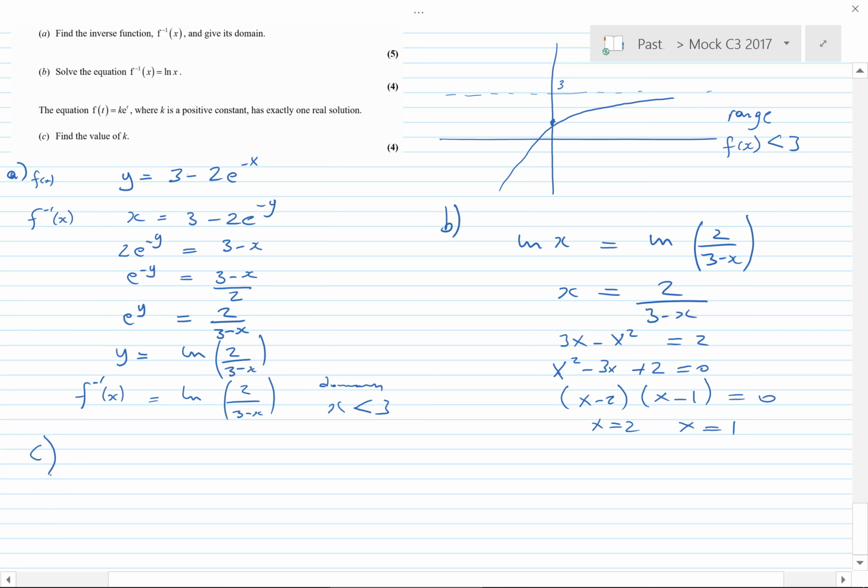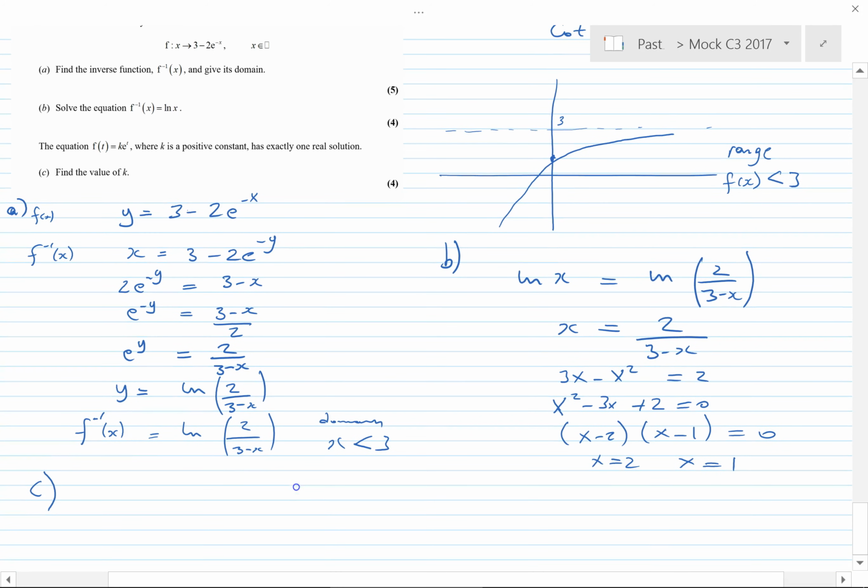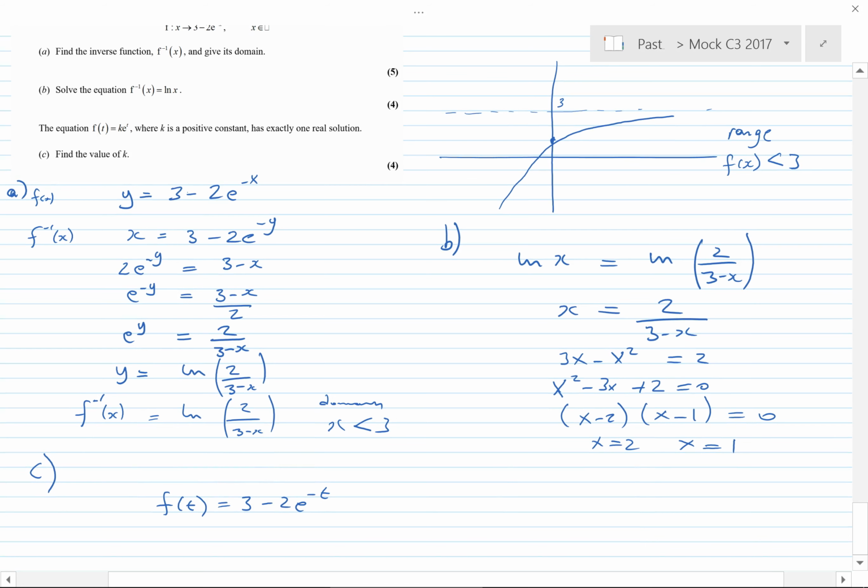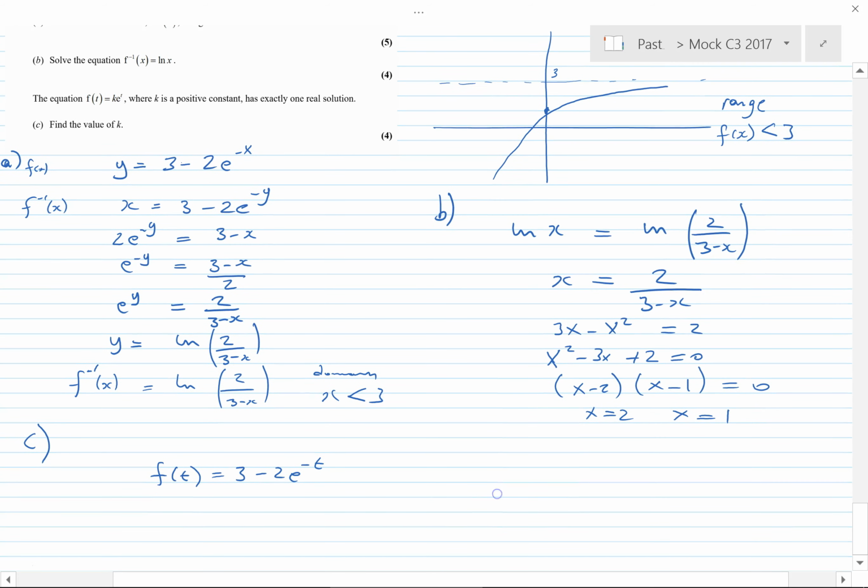Okay, right, we've got the original function, if we remember, we might have forgotten what it is. I suppose changing f of x to f of t, we were told is equal to 3 minus 2 e to the minus x. So it also means that f of t is equal to 3 minus 2 e to the minus t. We just changed the letter of the variable. And we're asked to solve when it's equal to k e to the t.